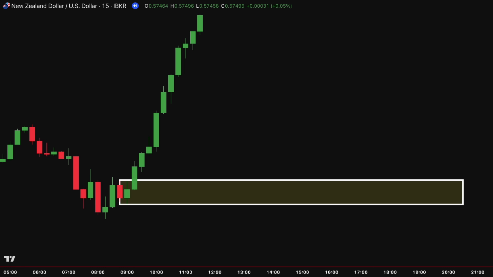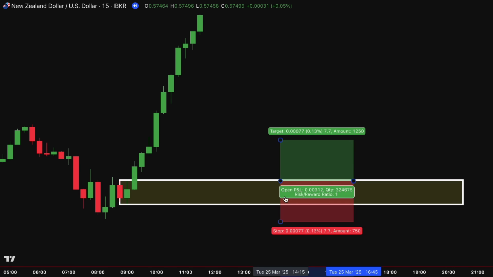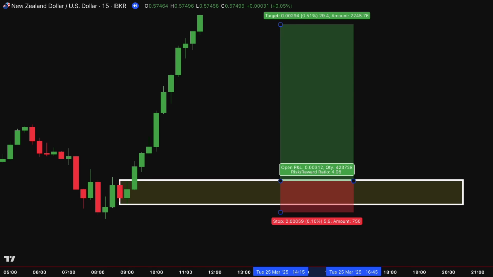Now let's move on and look at the structure. Did price break a significant level? Absolutely. It pushed above a previous resistance and printed new highs. That's not random. That's smart money engineering a breakout, trapping late sellers, and grabbing liquidity. And finally, risk to reward. From this entry point, the setup offers a clean 4-to-1 ratio. For every unit you risk, you're aiming for 4 units of reward. Even if not every trade wins, this math keeps your edge profitable over the long term.